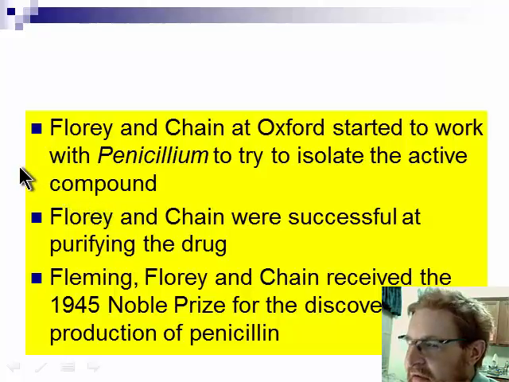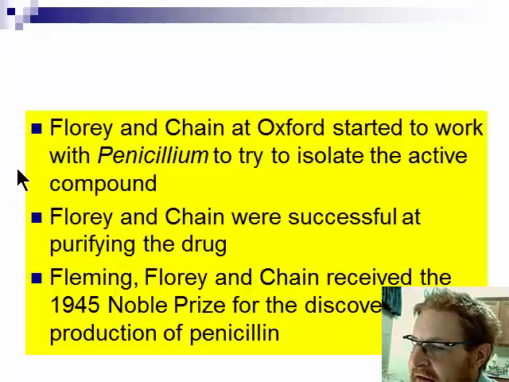Now, Fleming started trying to isolate the compound, but he wasn't very effective at it. He really couldn't figure out exactly how to get the active compound out of the Penicillium. So two people, Florey and Chain, who were at Oxford, started to work and used a new kind of technique to be able to isolate just the active compound. And it took Florey and Chain quite a while to get a decent amount of it, but Fleming, Florey, and Chain did receive the 1945 Nobel Prize for the discovery and purification of penicillin.